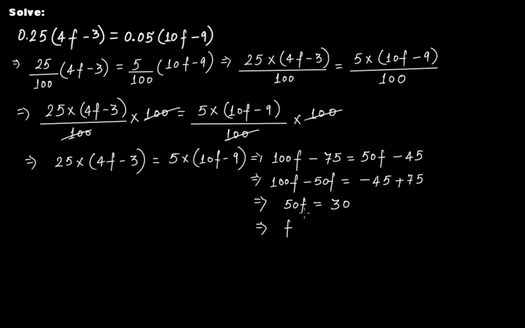and if you solve it, you get, dividing both the left hand side and the right hand side by 50, because we want to get rid of this number and simply want the variable f on the left hand side. This becomes 30 by 50, and you get f is equal to 3 by 5. So this is your answer.